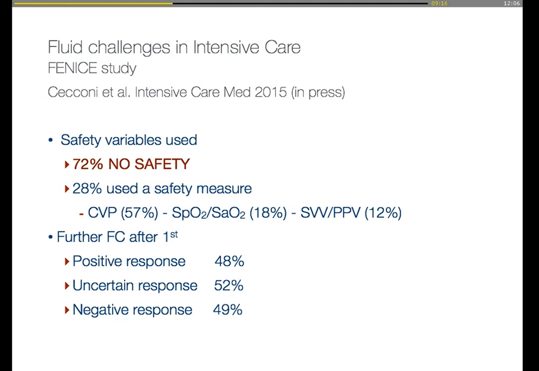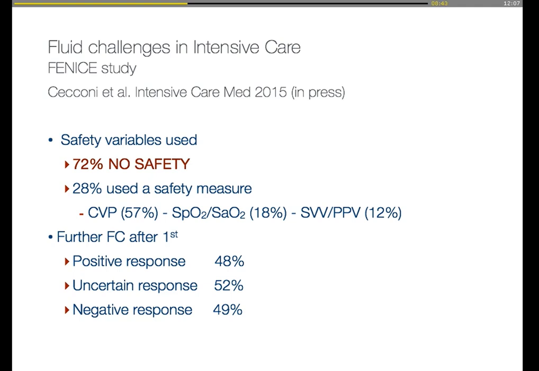And in addition, and that's even more cumbersome, we have no safety parameters. Well, we don't use them. We have them, but we don't use them. In almost three quarters of the patients, and of course this is critical care, this is not the emergency department, but it's to, let's say, set the stage on how we do it, there were no safety measures whatsoever in the majority of these patients, and if anything was used, it was CVP. Well, that's maybe the most sensible parameter to use as a safety.